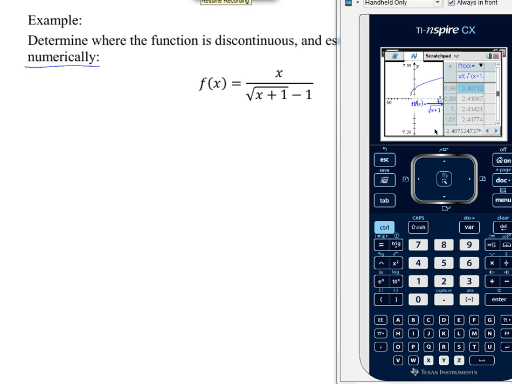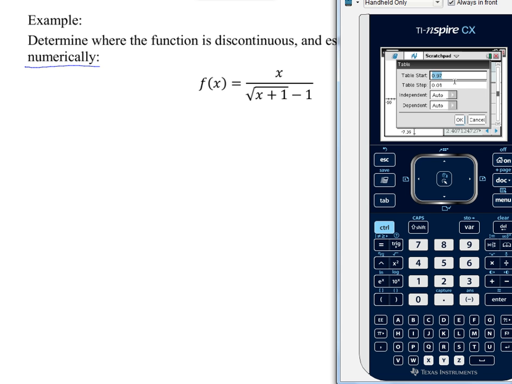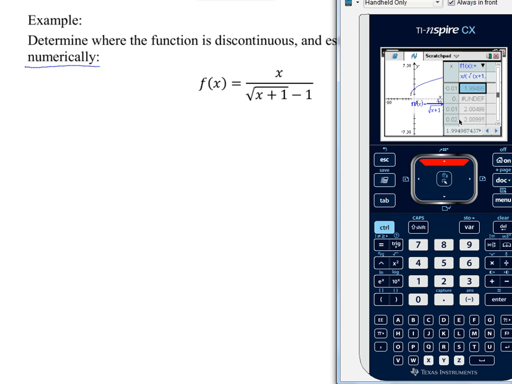Okay, so we see the graph is sort of a square root looking type function. It's not actually a square root function because the square root is in the denominator, but it kind of looks like that graph. And we know that we have a discontinuity at x equals 0. On my calculator, my table didn't change for me, so I need to change that. So I'm going to go back to my table and menu, table, edit table settings, and I want to start where? 0, and my table step is good. So I hit OK, and then I'm going to scroll up a little bit.